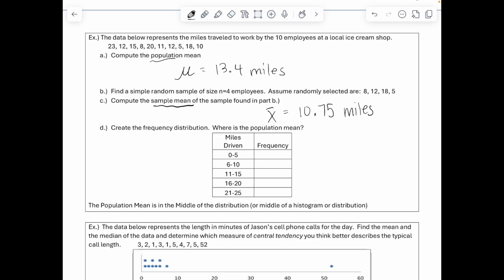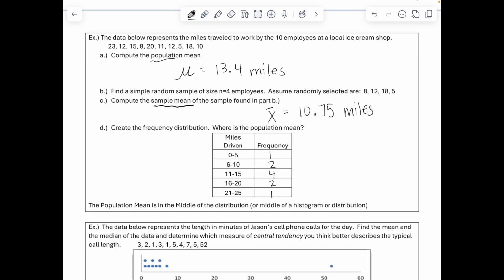Part D says to create a frequency distribution, and it asks where is the population mean. So if you go ahead and look at how many people drove 0 to 5, you'll notice there's only 1 person. Going 6 to 10 miles, there are 2 people. 11 to 15, there are 4. 16 to 20, there are 2. And then people that are driving 21 to 25 miles is just 1.